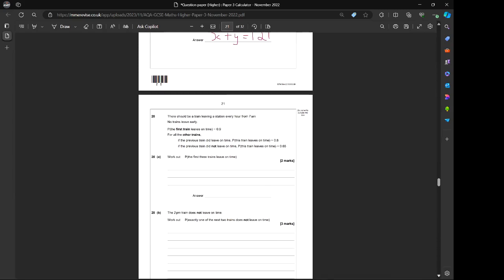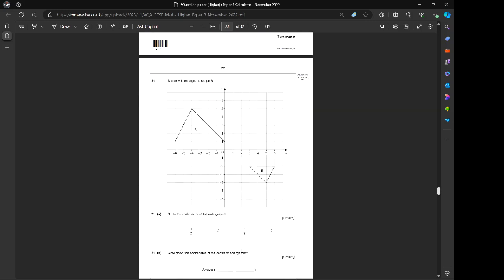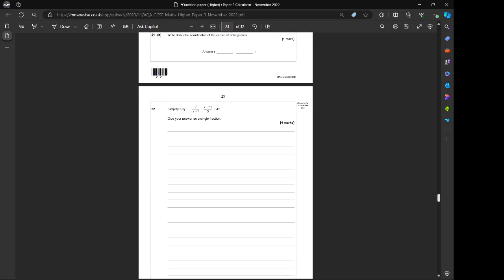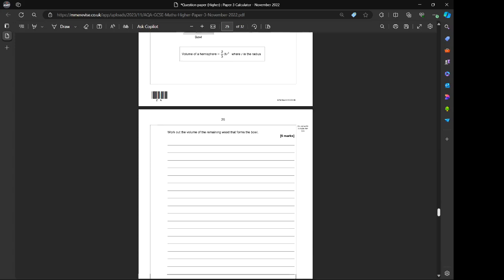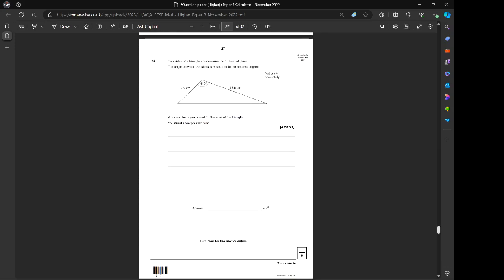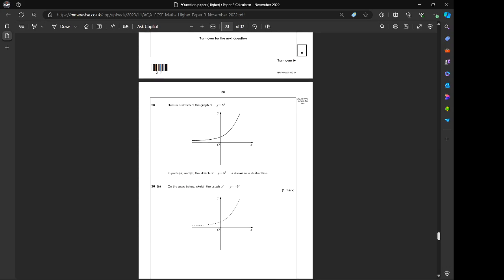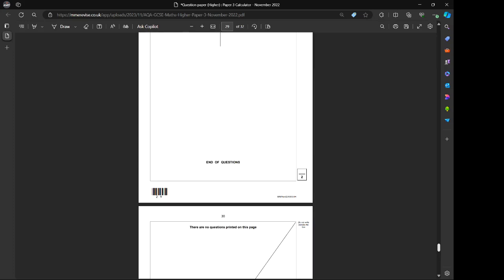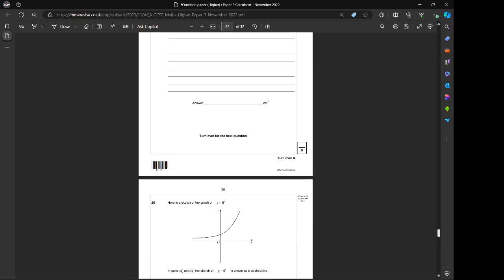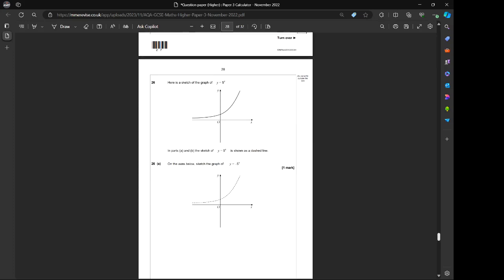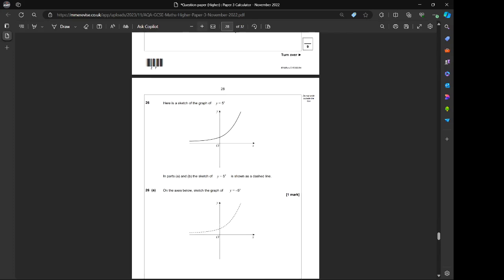I'm going to skip that. I'll come back to that in a bit. I want to try some algebra. So I want to try question 22. Okay, question 26. So let's try question 26.